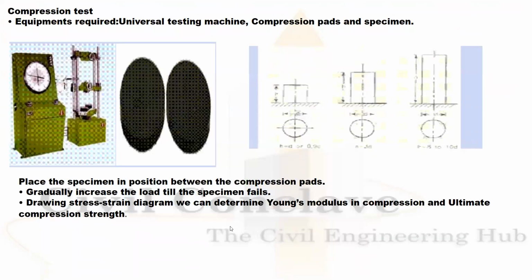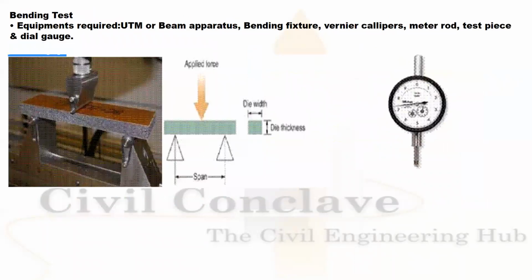Now come to the compression test, for which you require a universal testing machine. Place the specimen in position between the compression pads. Gradually increase the load until it fails. By drawing a stress and strain diagram, we can determine the Young's modulus in compression and the ultimate compressive strain.